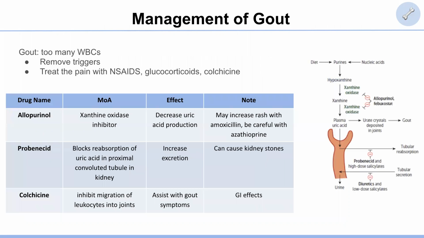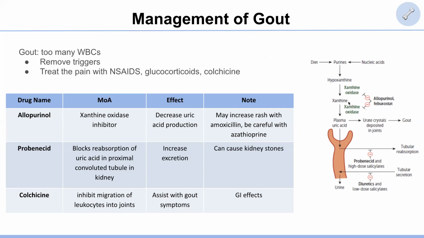The main gout drugs are also summarized in this table. Allopurinol is a xanthine oxidase inhibitor. Xanthine oxidase, as you can see here, is part of the uric acid production pathway, and inhibiting it decreases uric acid. Probenecid, on the other hand, blocks reabsorption in the kidney, so it increases excretion.